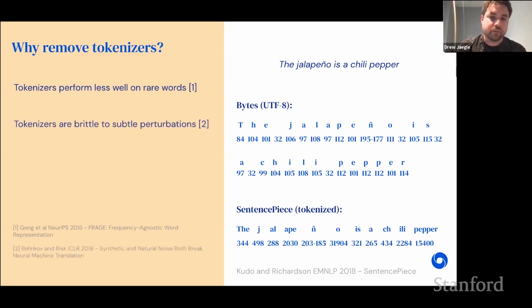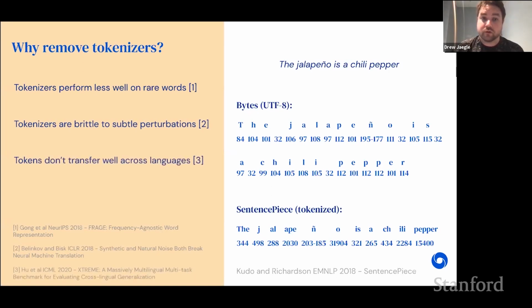They're also brittle to subtle perturbations. A famous example of this is that if you've ever played around with GPT-3, you'll notice that the output can be quite sensitive to whether you add a space or omit a space at the end. This is because the space can end up being factorized into different parts of the tokenization. There are other things that can happen there too, but this is one cause of that. And finally, tokens don't transfer across languages.